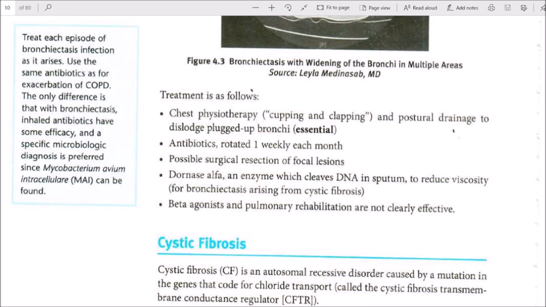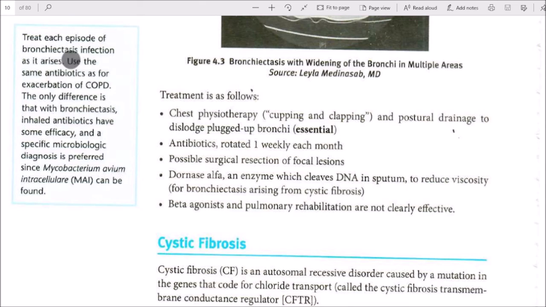Treatment is as follows: chest physiotherapy, cupping and clapping, and postural drainage to dislodge plugged bronchi are essential. Antibiotics rotated 1 week each month. Possible surgical resection of a focal lesion. Dornase alfa, an enzyme which cleaves DNA in sputum to reduce viscosity, for bronchiectasis arising from cystic fibrosis. Beta agonists and pulmonary rehabilitation are not clearly effective.